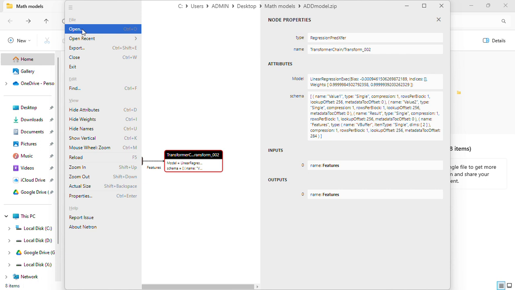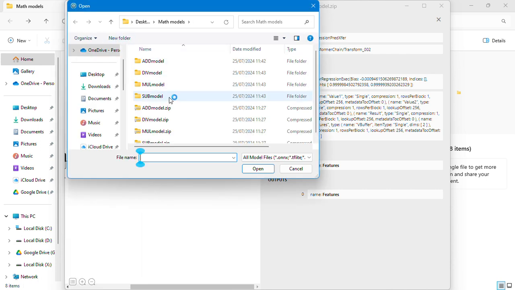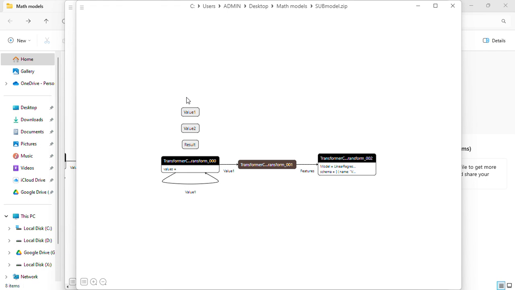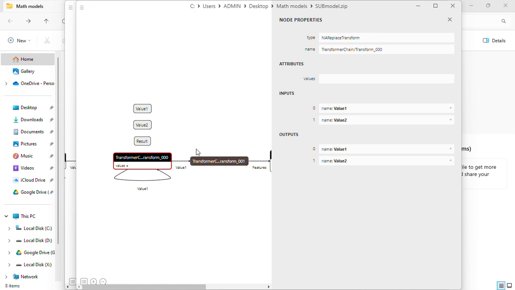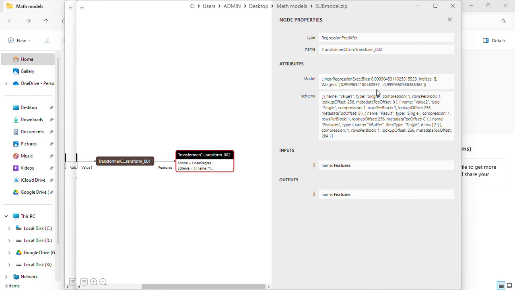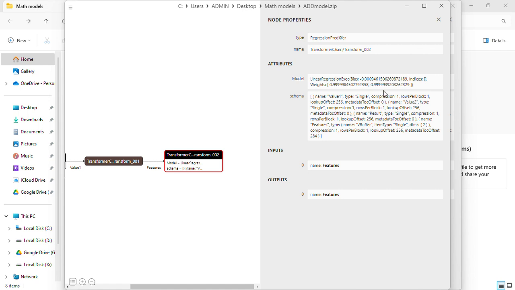So now let's open something else again. Let's open another model. That's for addition. Let's check subtraction. Now this is for subtraction, value 1, value 2. Same thing, replace transform. Takes in value 1 and value 2 and outputs the features. You can see the weight. It has +1 and -1, +1 and -1, and it has a bias of 0, which actually makes sense for subtraction. For addition it is +1 and +1, which is actually true.